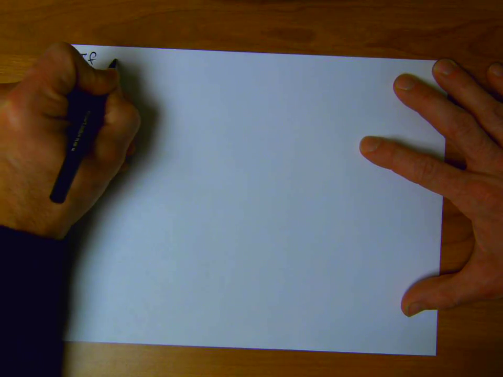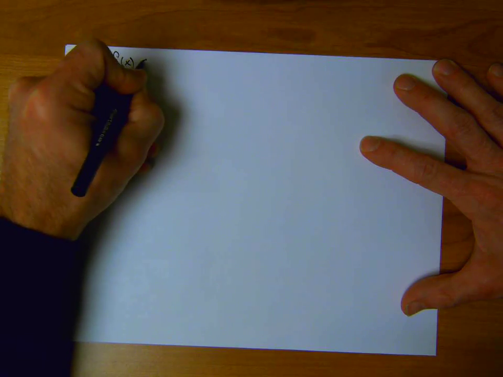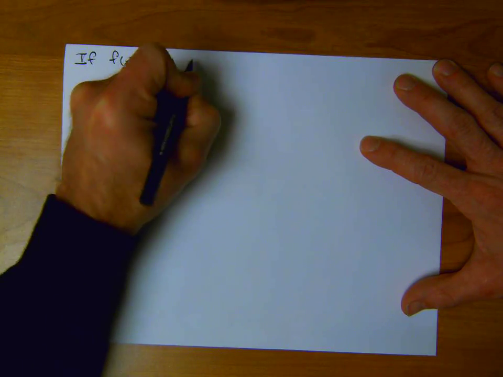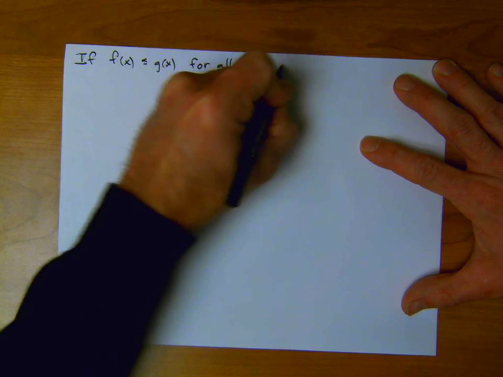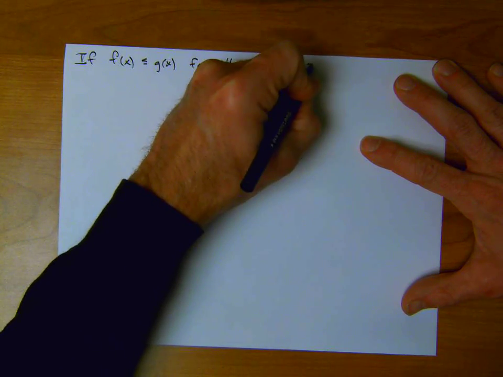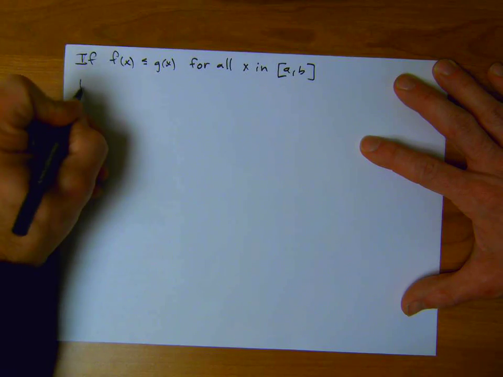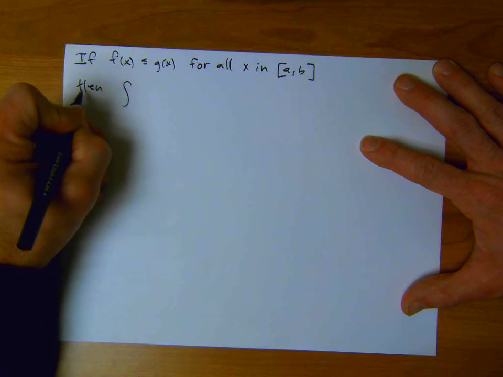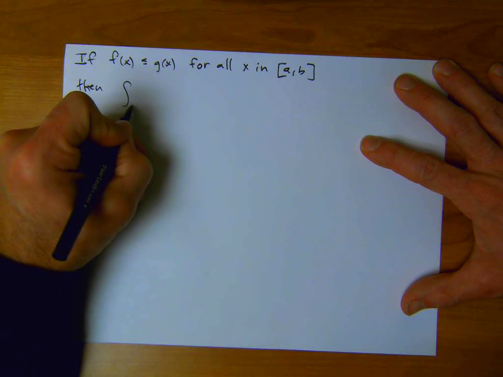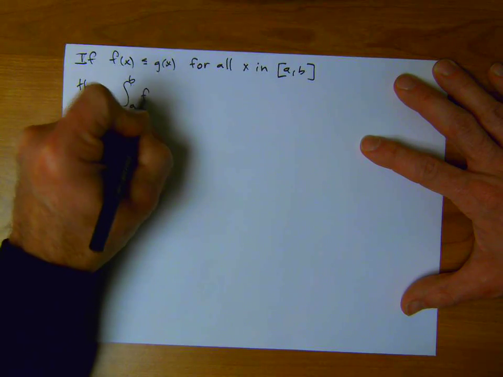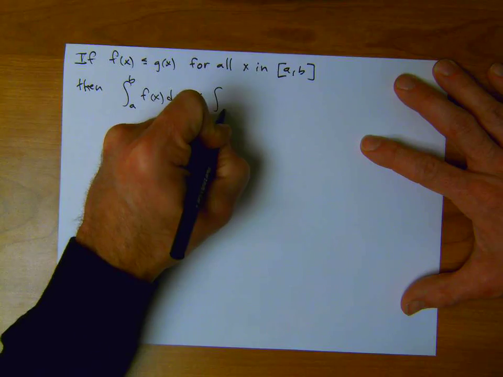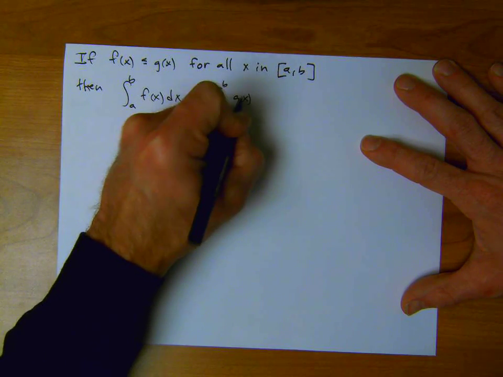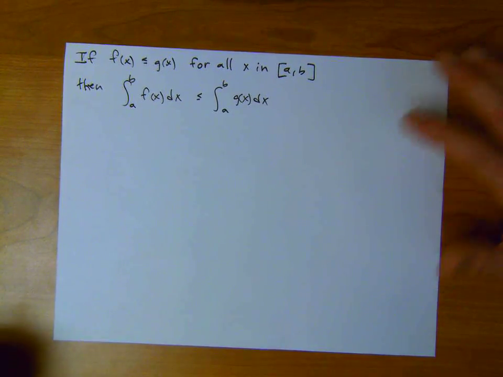If f of x is less than or equal to g of x for all x in some closed interval [a, b], then the integral from a to b of f of x dx is less than or equal to the integral from a to b of g of x dx.